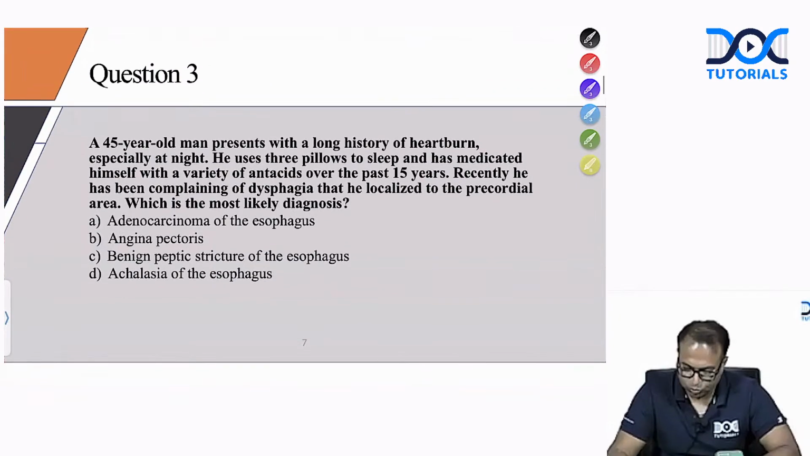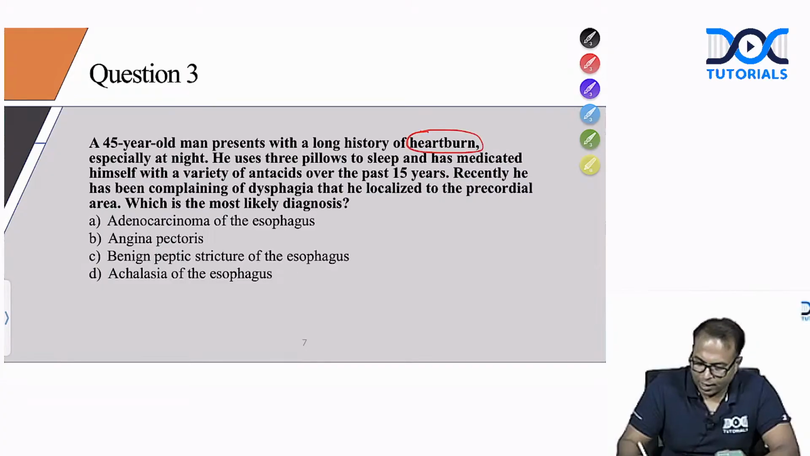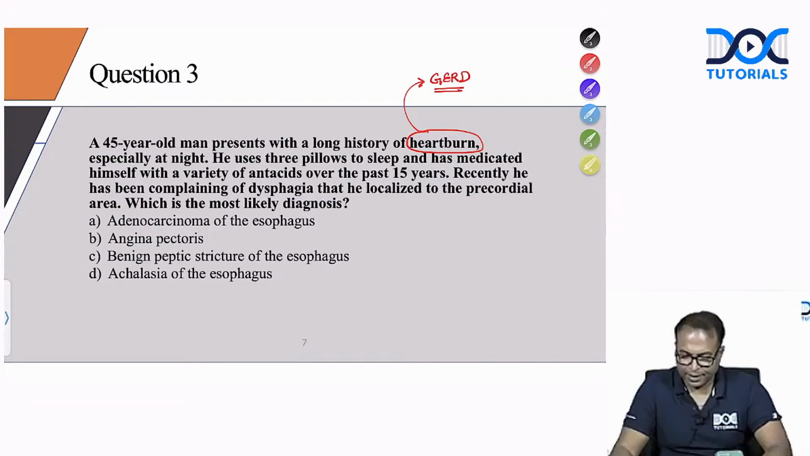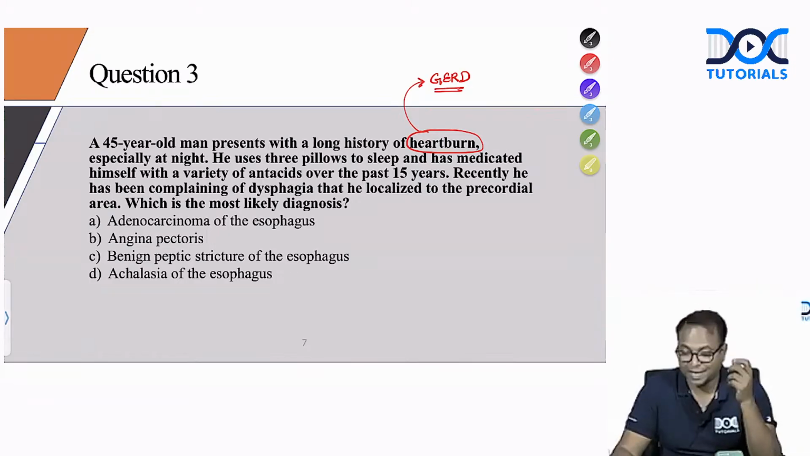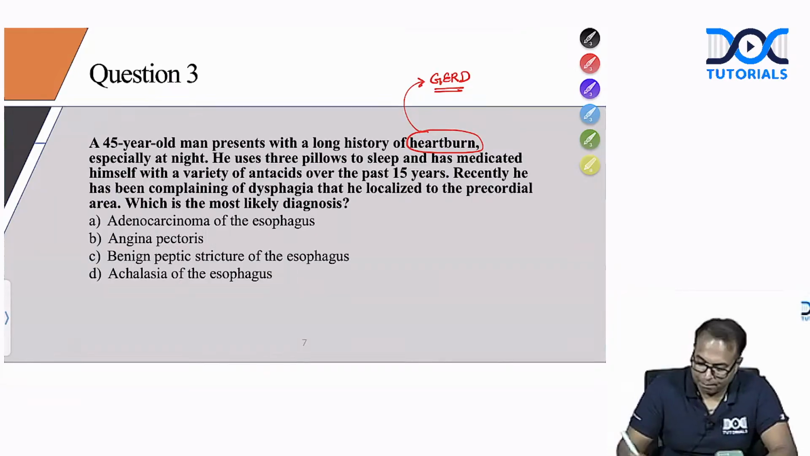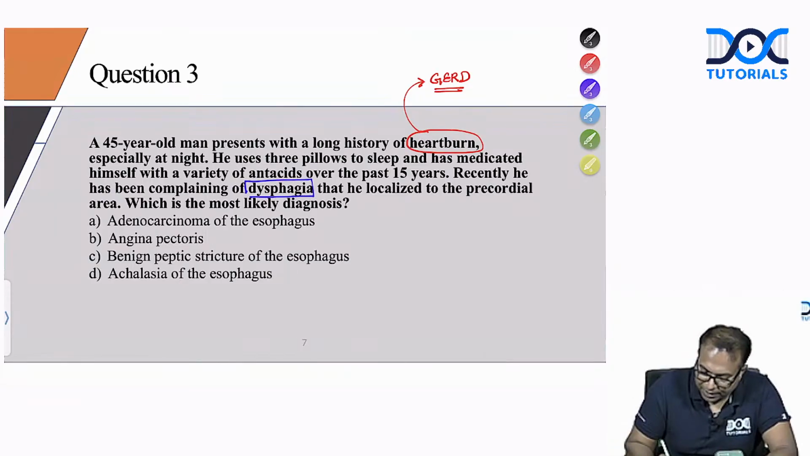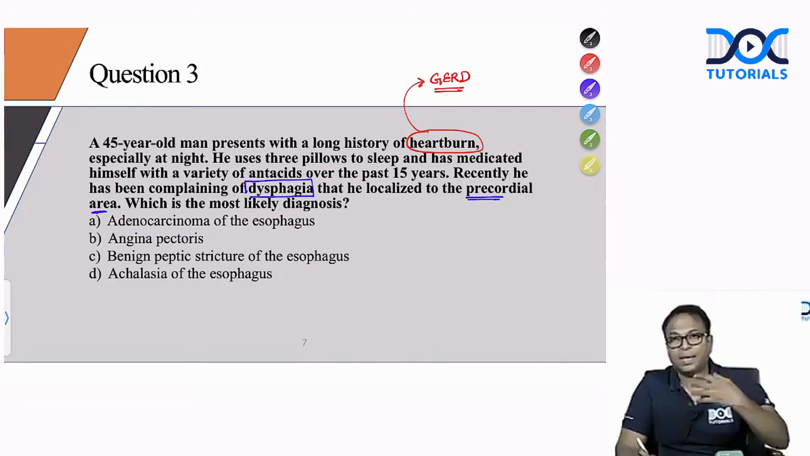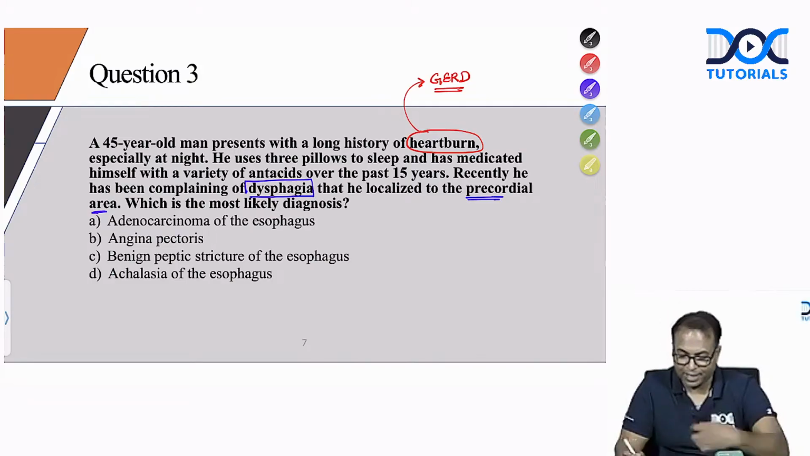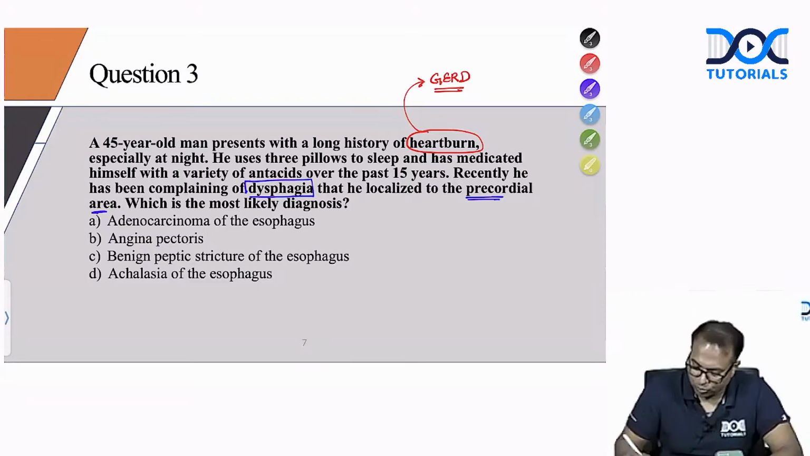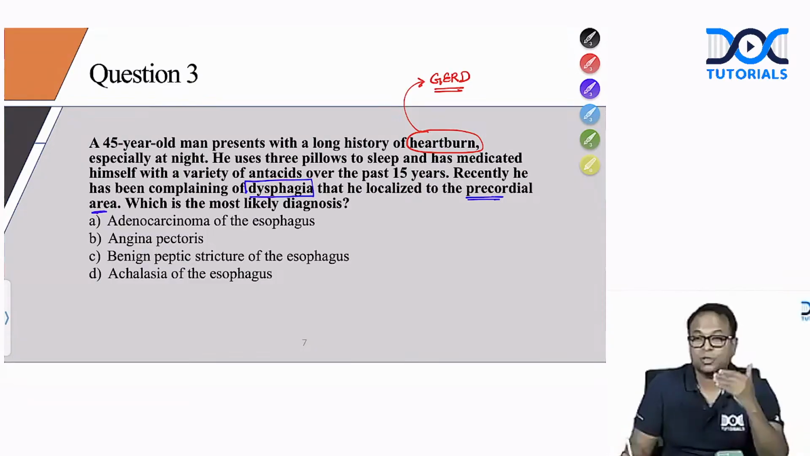So a 45 year old man presents with a long history of heartburn. Heartburn is a clue. We are going to discuss a concept related to GERD, especially at night. He uses 3 pillows to sleep and has medicated himself with a variety of antacids for the past 15 years. Recently, he has been complaining of dysphagia that he localizes to the precordial area. Okay. Now, a known case of GERD, now developing dysphagia in the precordial area. So what is a common complication? Reflux esophagitis going on to dysphagia.